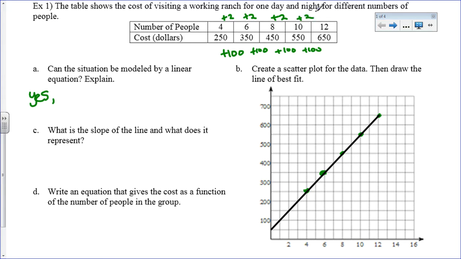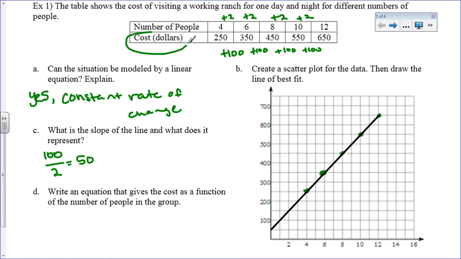The pattern for y's is to add 100 each time, and the pattern for x's is to add 2 each time. So we did this last unit. So our rate of change is up 100 over 2. That means we have a constant rate of change. It changes at the same rate every time. So the slope is going to be 100 divided by 2, which is 50. So in this situation, that means that the cost in dollars is going to be 50 per person. Okay, so cost is $50 per person.